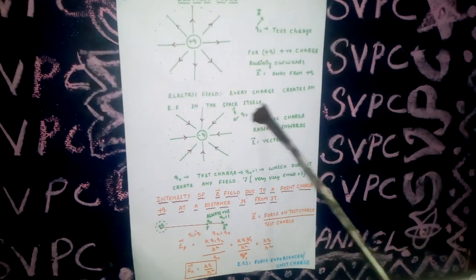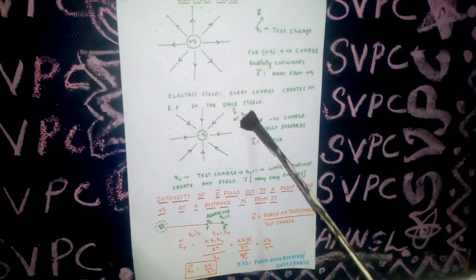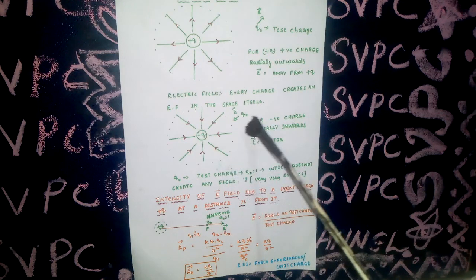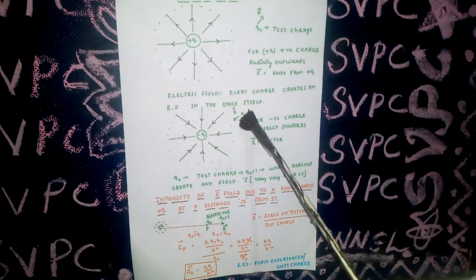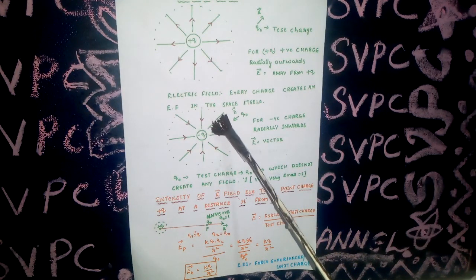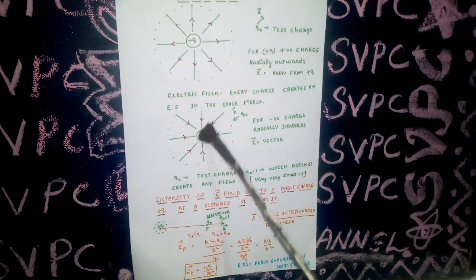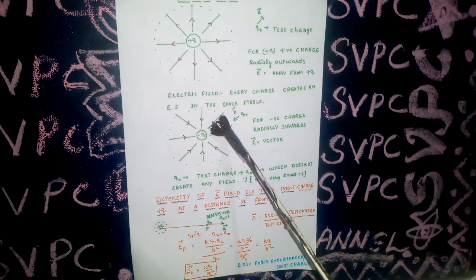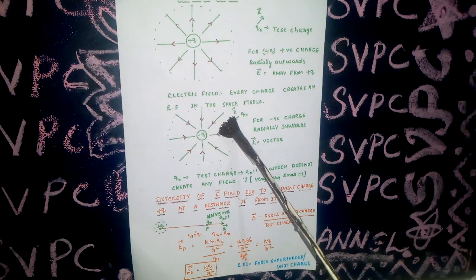If you are passing out of the space, out of the electric field, they won't experience any force. If you bring this Q naught here, somewhere here, and minus Q is here, and you keep this plus Q naught here, they'll attract each other, isn't it? So this is the field.